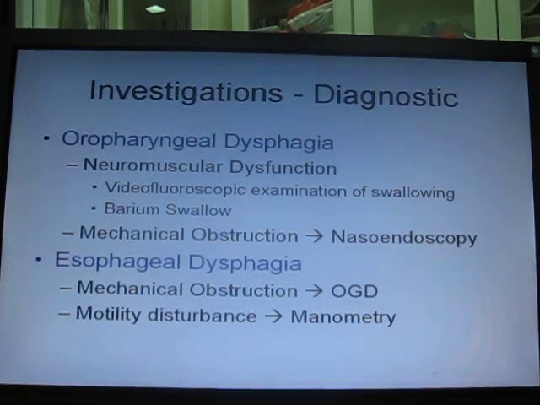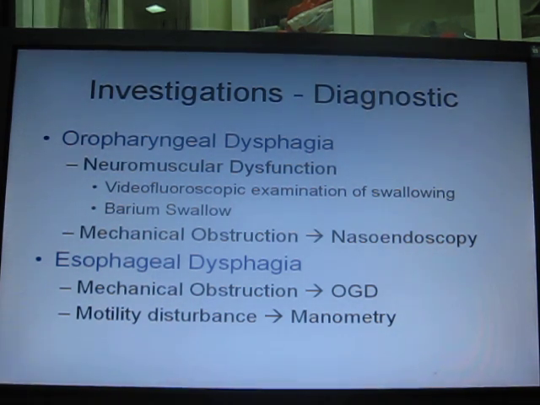Esophageal causes, for mechanical obstruction, you need to do an OGD. Actually, for everybody with dysphagia, as long as it's esophageal in nature, you should do an OGD, whether you think it's motility or not, because of the risk of cancer. Motility disturbance, you use manometry.